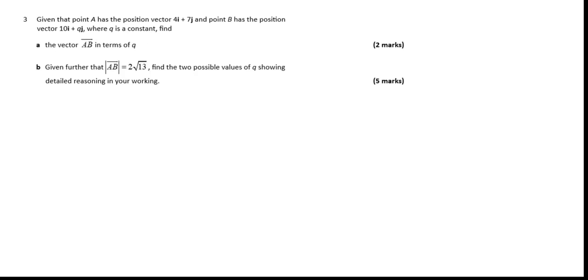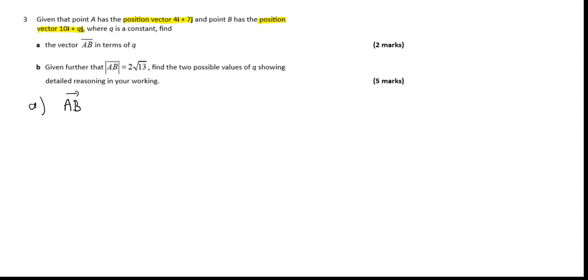So given that point A has position vector 4i minus 7j, and point B has position vector 10i plus qj, where q is a constant, find in part A the vector A to B.